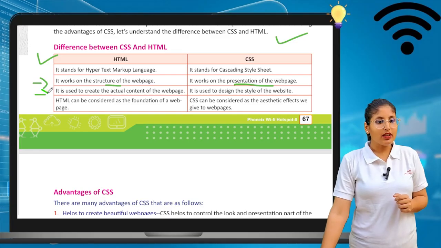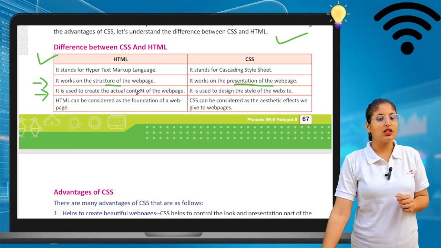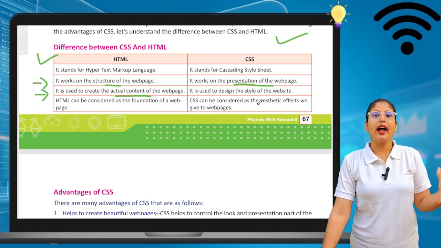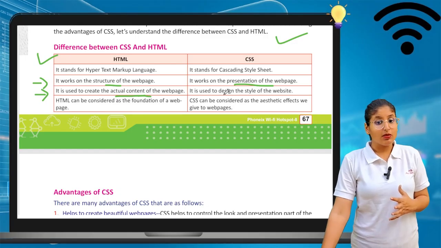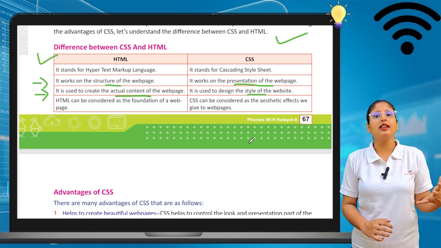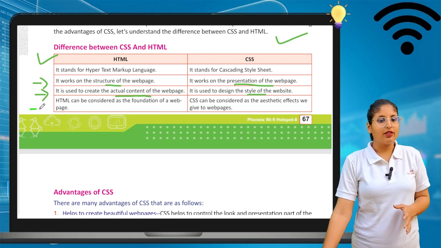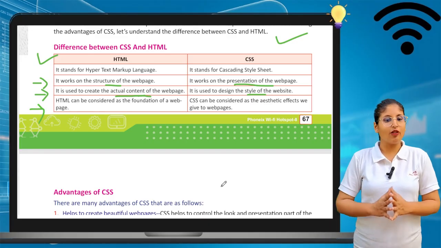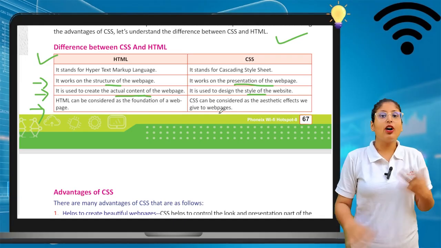The third difference between them is that HTML is used to create the actual content of a web page. But CSS is used to design styles in a web page. We can create designs in it. And the fourth difference between them is that HTML can be considered the foundation of a web page. So it is the foundation of a web page.